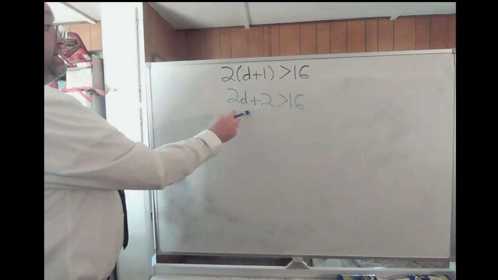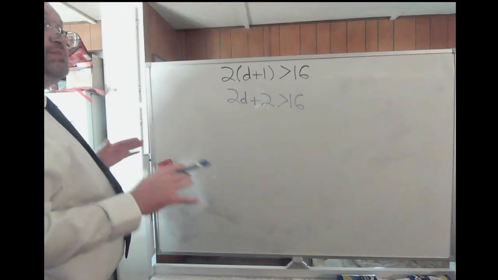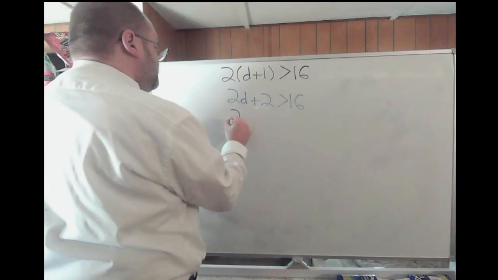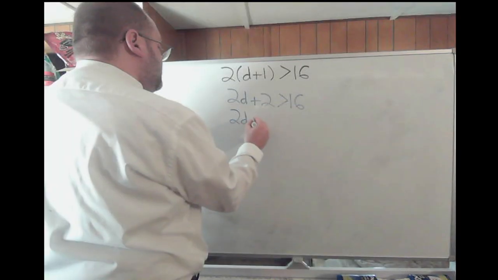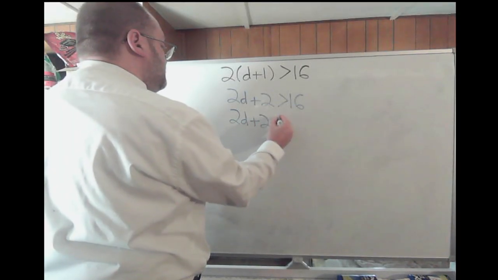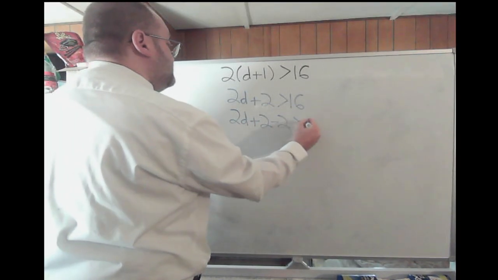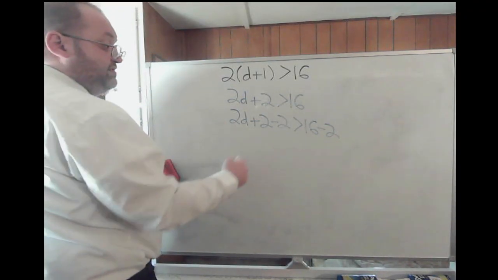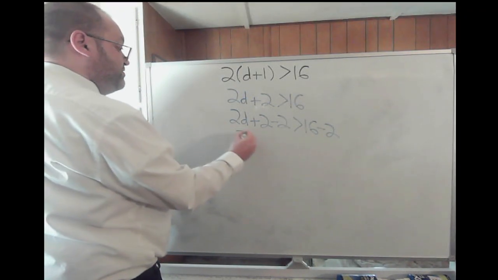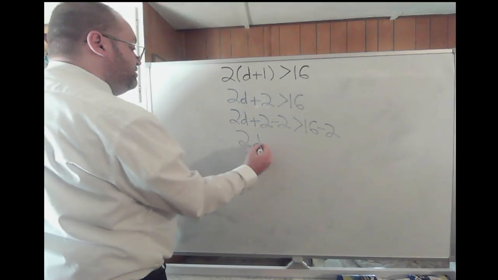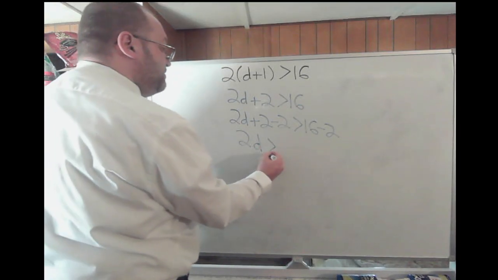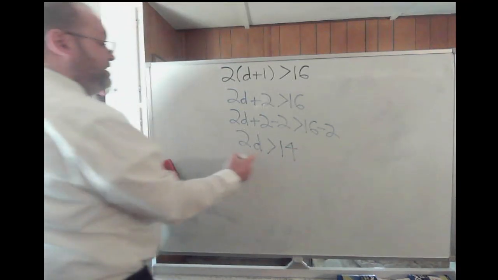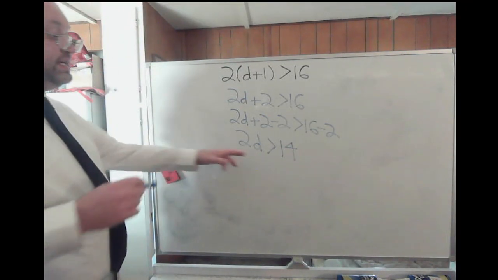Well, we have 2d plus 2. We just want to get that 2d by itself. So we have plus 2. We need to do minus 2. You'll have 2d plus 2 minus 2 is greater than 16 minus 2. On the left side, 2 minus 2 is 0. You're just left with 2d all by itself. That'd be greater than 16 minus 2, which is 14. So now you have 2d is greater than 14.